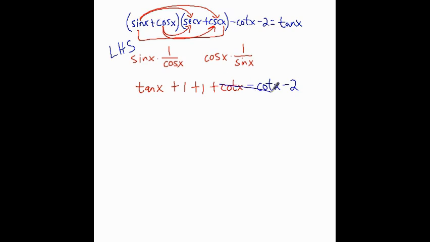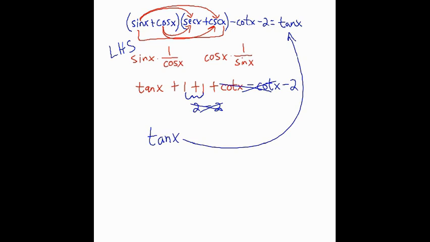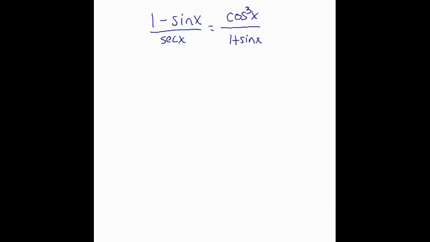And we can cancel this out. This right here will give us 2, but then we subtract this 2, and that cancels. So we're just left with tangent x on one side, which equals the right-hand side, and we are done. Okay, so let's go ahead and solve this identity.